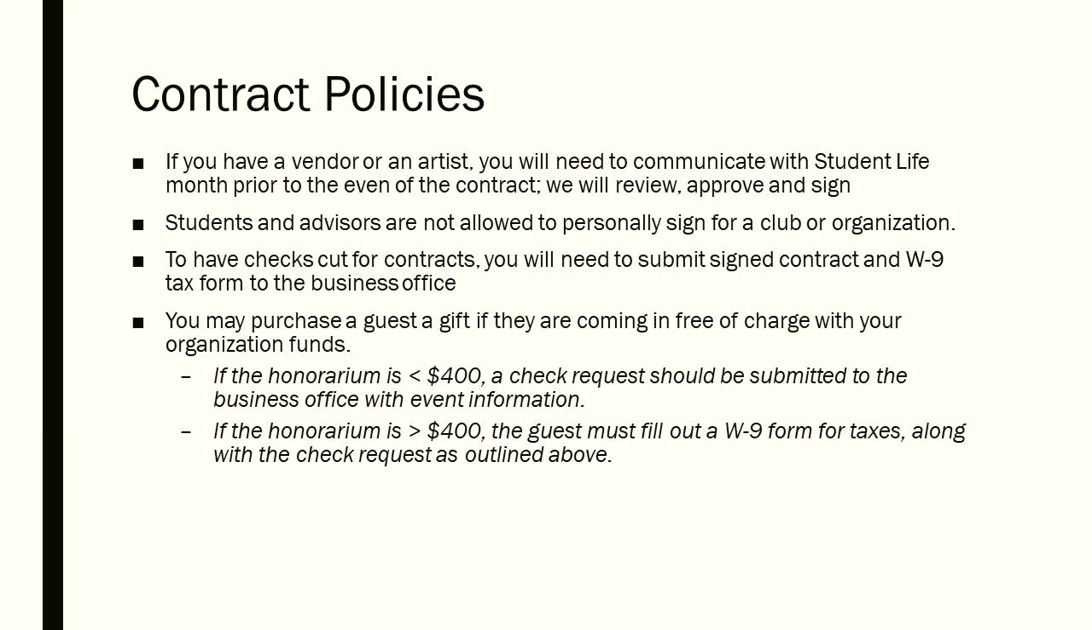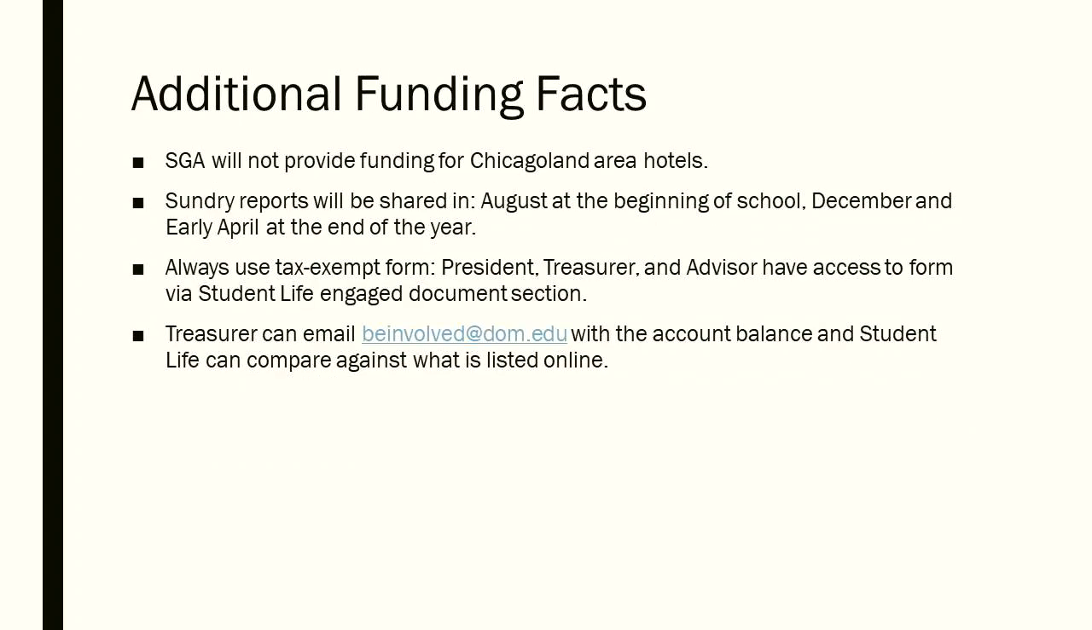Say you were having a speaker join you for an online event this fall. They're not charging you. You should still be doing a contract. But say you wanted to give them like $100 for doing that. That's called an honorarium. Then you would just submit that information to the business office. If it's above $400, they would need to turn in a W-9 tax form for that to be cut. Also, say you just wanted to do a $25 Starbucks gift card as a thank you. You could purchase that, get reimbursed as a club and org member, and then give that gift card to that presenter.